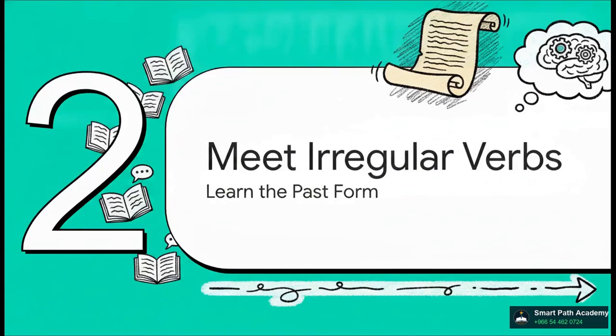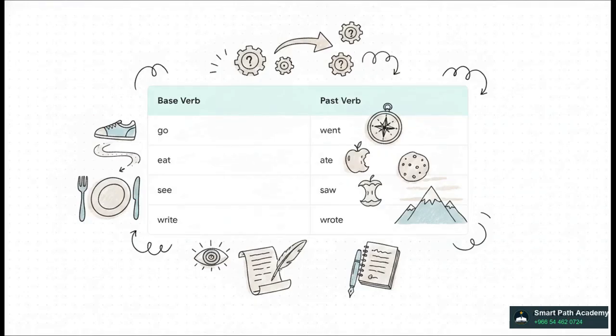Section 2, meet the irregular verbs. And this brilliantly illustrates what we mean. Let's slowly read through this first set of verb cards together. Notice how the base verb completely transforms. The verb go transforms entirely into went. The verb eat changes completely into ate. The verb see becomes saw, and the verb write changes to become wrote.